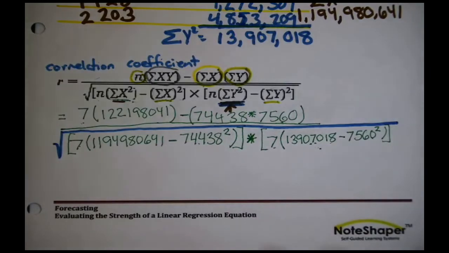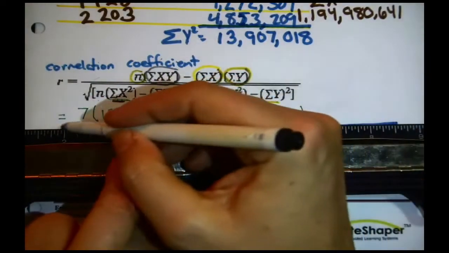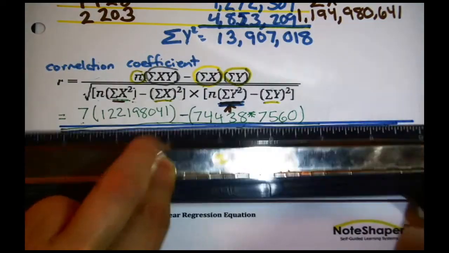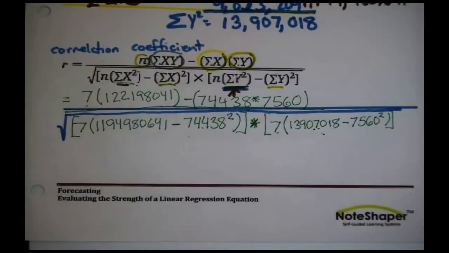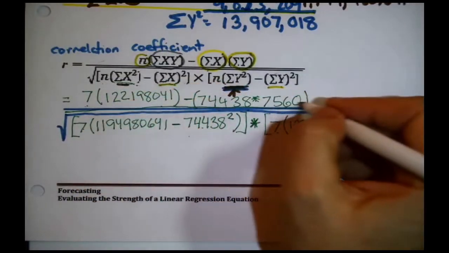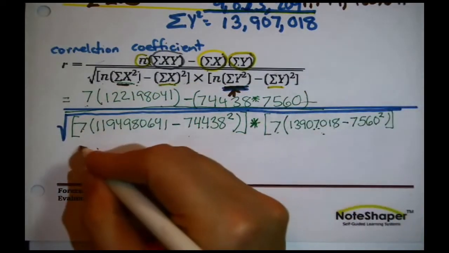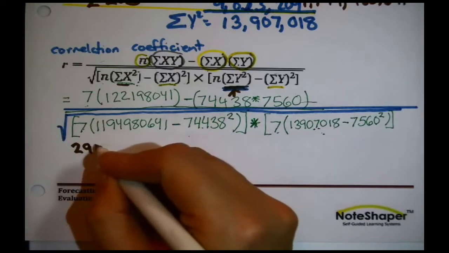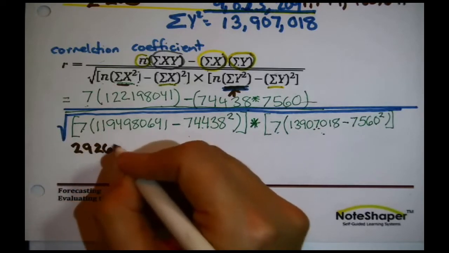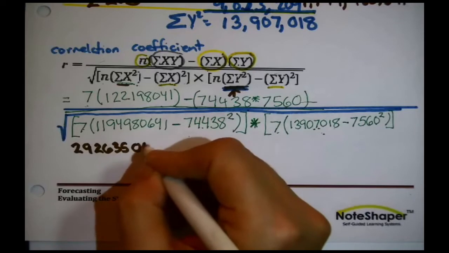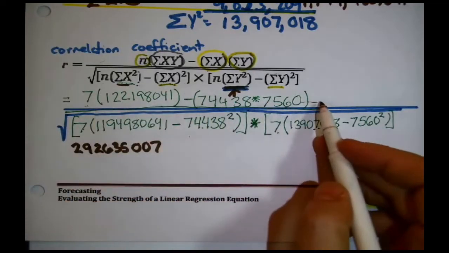So remember to take the square root before you then divide that into the numerator. When you have done that, you will have a single number. And I did that. Oh, and if you want to check me on this, I get that the numerator, piece that together, is 2,092,635,007. Okay, that's just the result of the top.